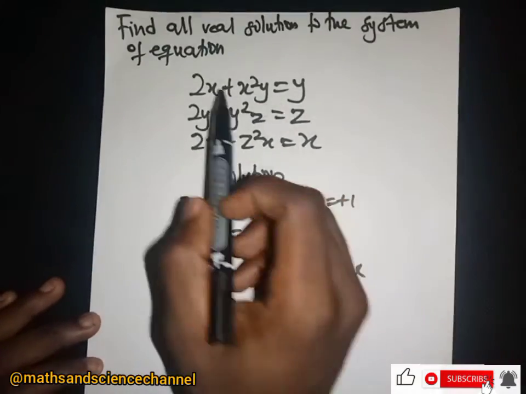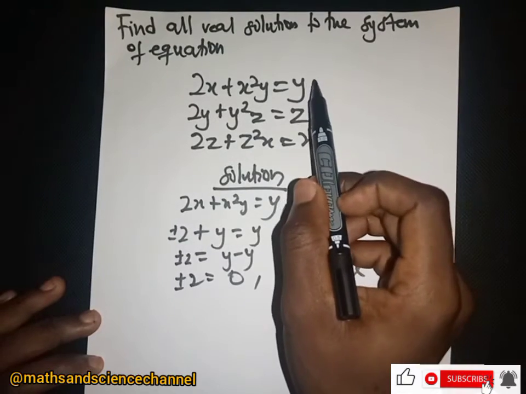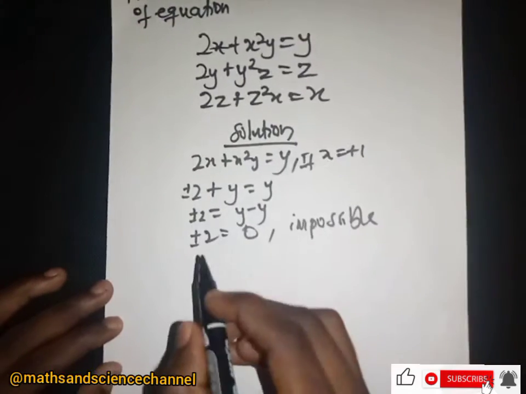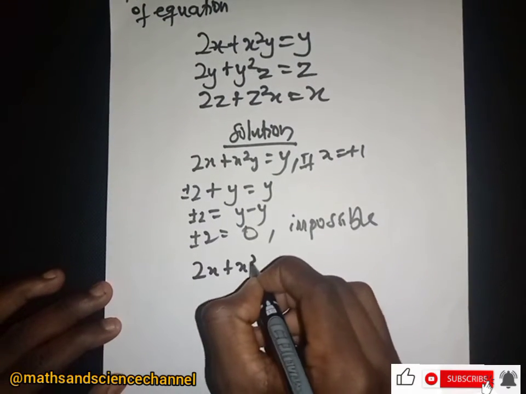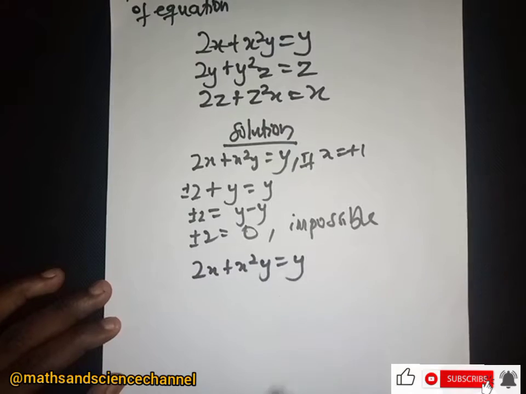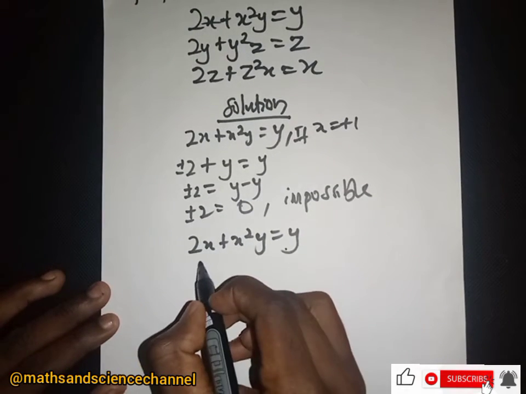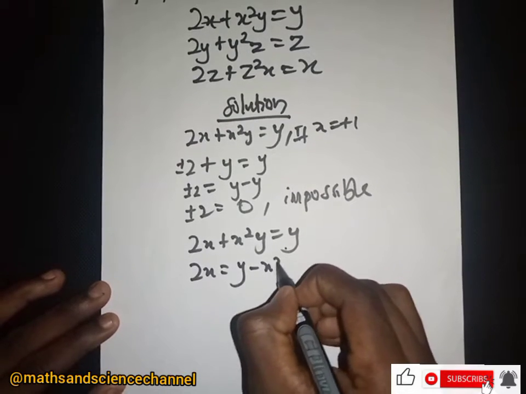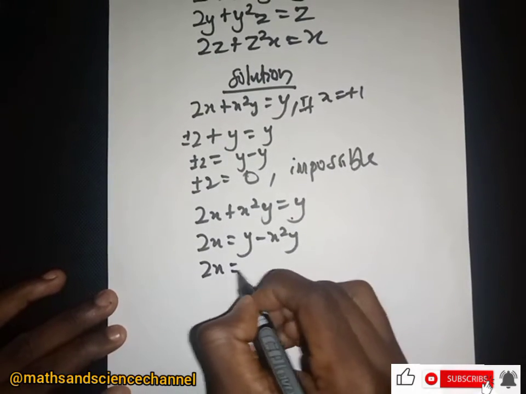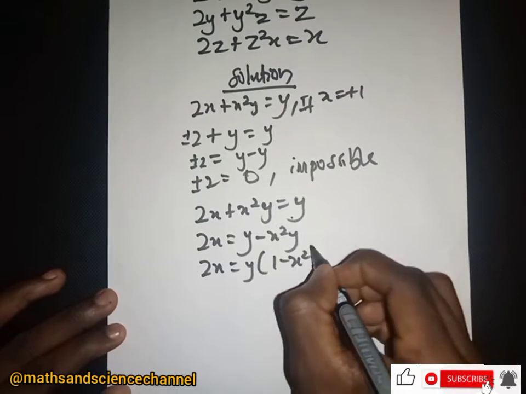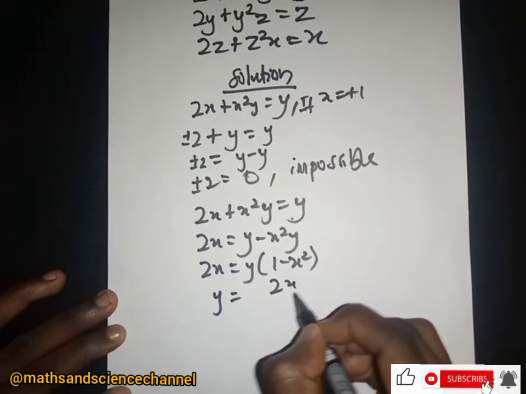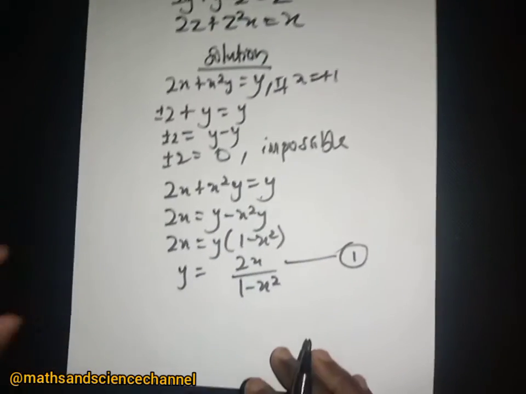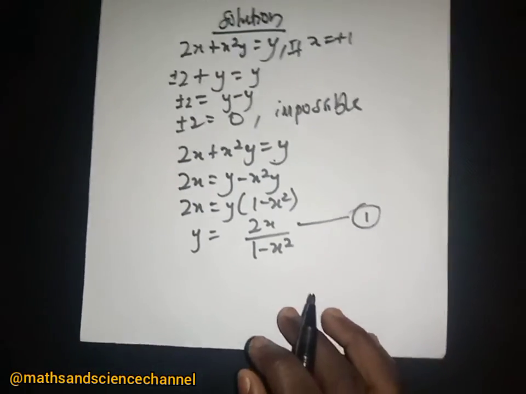So what we're going to do is that in the three equations, we are going to make each of the variables the subject. So in the first case, we have 2x plus x squared y being equal to y, right? And let's make y the subject here. So we have 2x, let's group like terms. So we have y minus x squared y. So we factorize y out and we have 1 minus x squared, and therefore y is just 2x divided by 1 minus x squared. Let's call this 1, right? So let's do the rest.